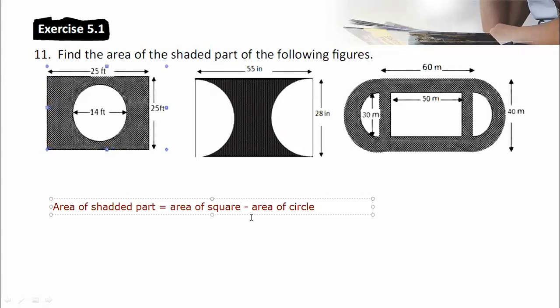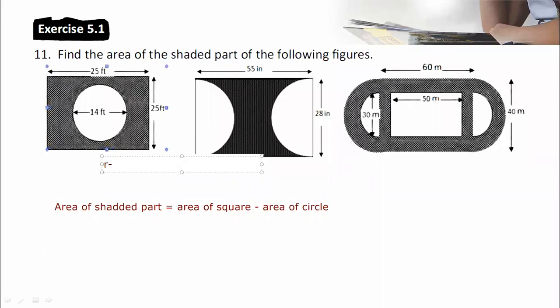Area of square is L into B. Sorry, L square. Area of square is L square. And area of circle is pi r square. And what is the value of radius? 7. Radius is equal to d by 2, diameter divided by 2, which is equal to 14 by 2 is equal to 7, sir. So after getting it, you can easily find out the area of shaded part.